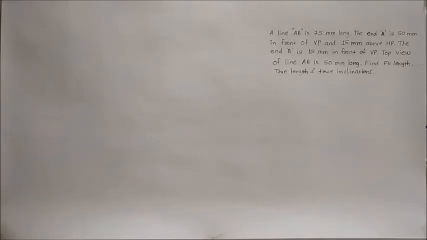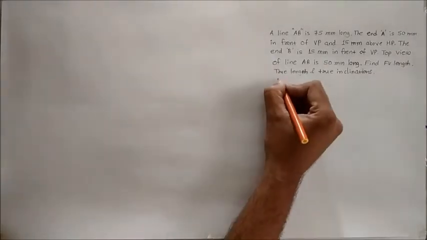So in this problem, the true length of the line and the top view length of the line are given. For plotting the locus, the end A is 50 mm in front of VP and 15 mm above HP. The end B is 15 mm in front of VP. So for plotting the locus, three different dimensions are given. Two dimensions are related to point A and one is related to point B. First, we will note down the given data.